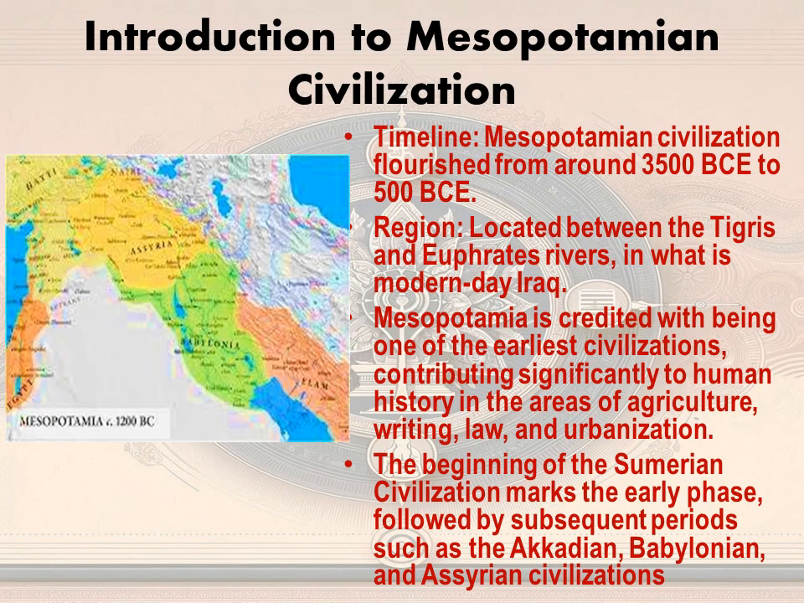The beginning of the Sumerian civilization marks the early phase, followed by subsequent periods such as Akkadian, Babylonian, and Assyrian civilization. So Sumer is also another name of Mesopotamia. Hence, Mesopotamian civilization is also called the Sumerian civilization.